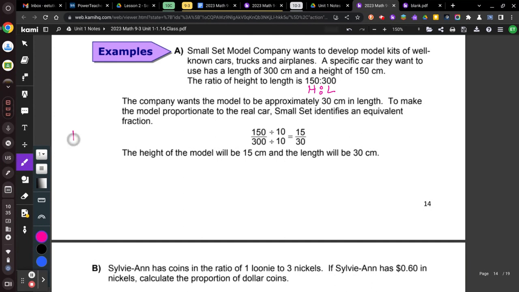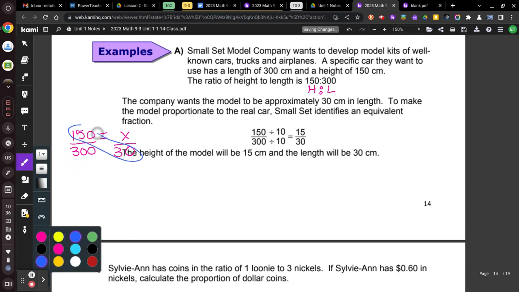So what we've done is we've done this. 150 over 300 equals x over 30. That's all we've done. And now we're going to cross multiply, and then divide by the number left over. If we divide by the number left over, we're going to get 15. So we get x equals 15.